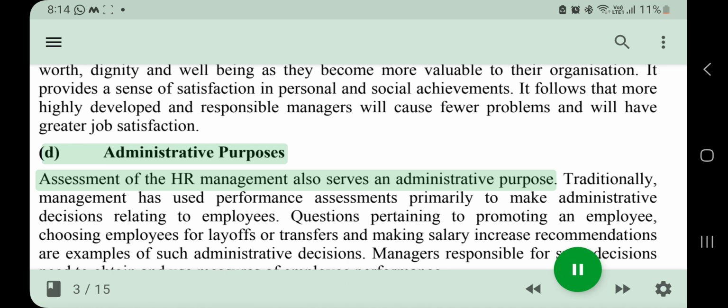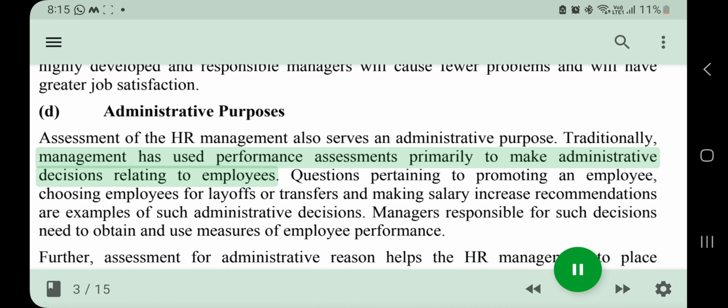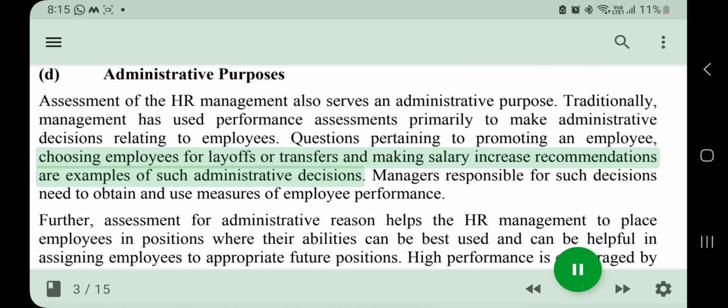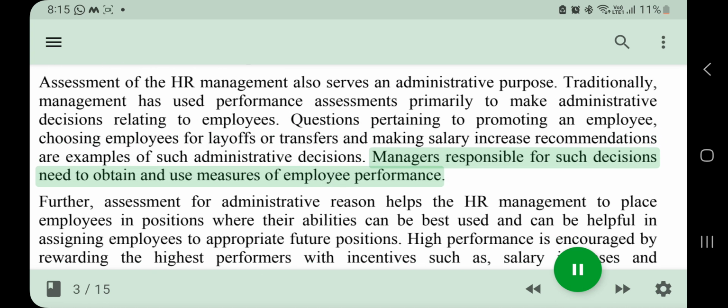D. Administrative purposes. Assessment of the HR management also serves an administrative purpose. Traditionally, management has used performance assessments primarily to make administrative decisions relating to employees. Questions pertaining to promoting an employee, choosing employees for layoffs or transfers, and making salary increase recommendations are examples of such administrative decisions. Managers responsible for such decisions need to obtain and use measures of employee performance.